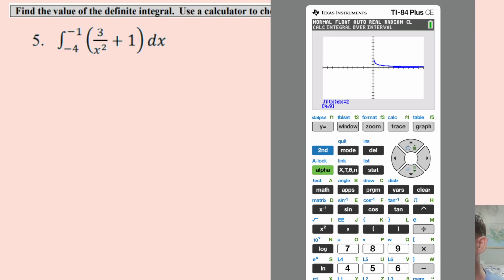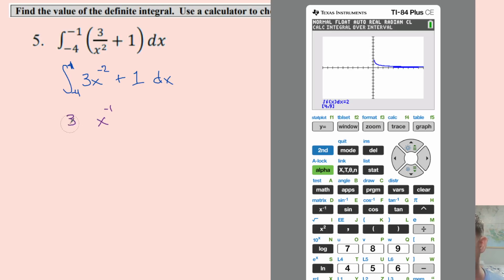Okay, so 5's cool. For the 3 over x squared, we would rewrite that as 3 times x to the negative 2. The 1 is fine, obviously. We're still just integrating. I didn't actually do an antiderivative yet. I'm just rewriting the function. But now I'll do an antiderivative, and that means increasing the exponent by 1. So from negative 2, it goes up to negative 1.